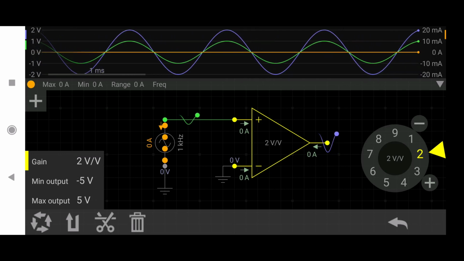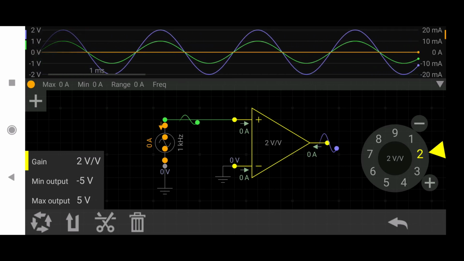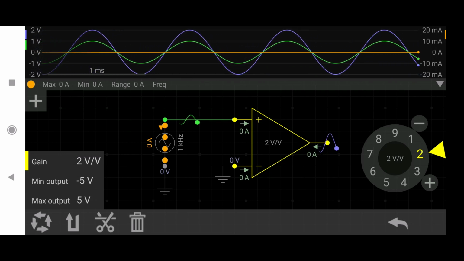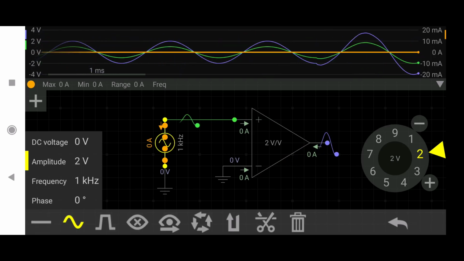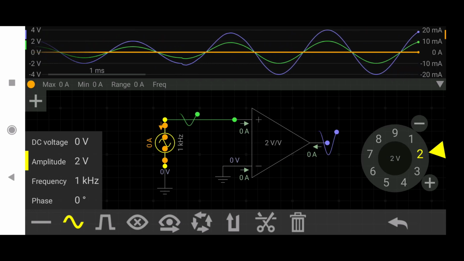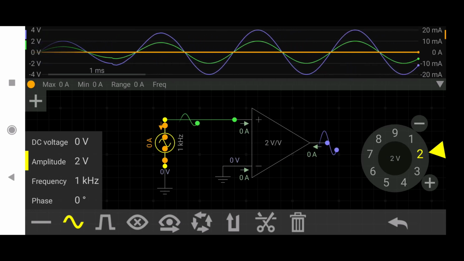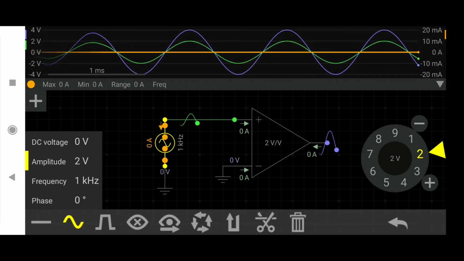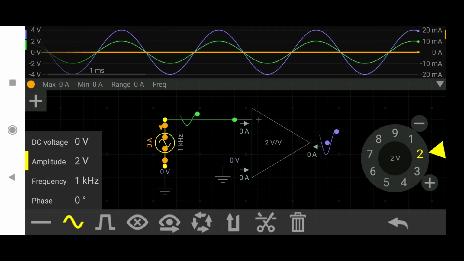We have set the open loop gain of the operational amplifier to 2 volt and the bias voltage to plus minus 5 volt. We will increase the input voltage to 2 volt to see the respective output voltage. Great. The output curve looks fine.